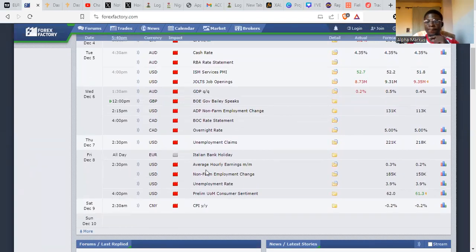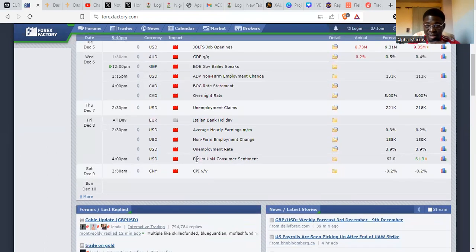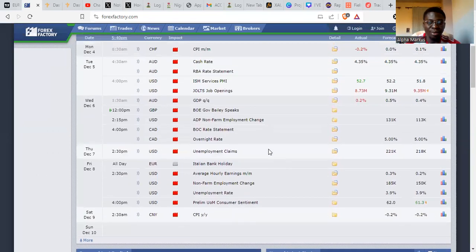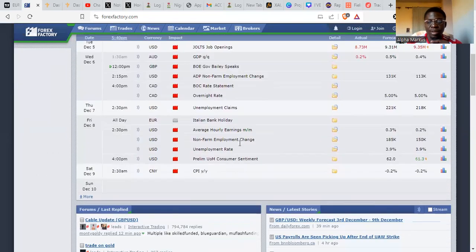So you can expect all the red events on a daily basis till the end of the week. So we'll have NFP end the week with the high impact news. So just be careful, put your stops where they should be, secure your capital, don't allow yourself to get caught.